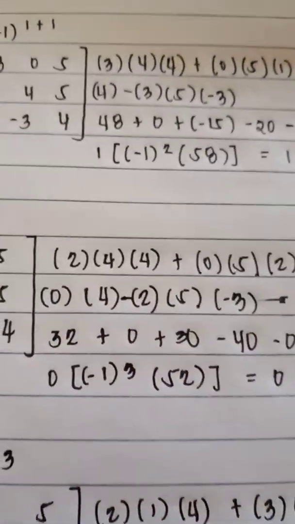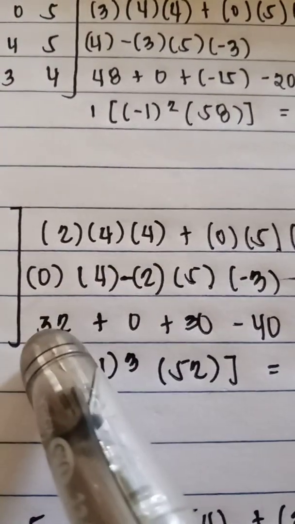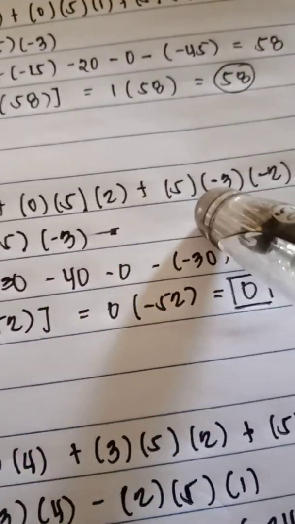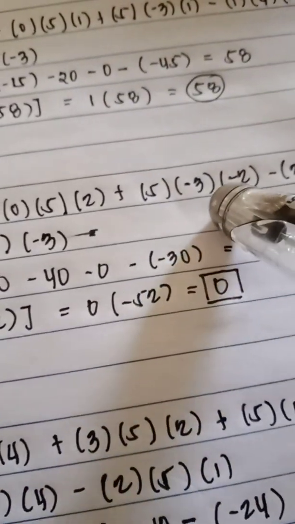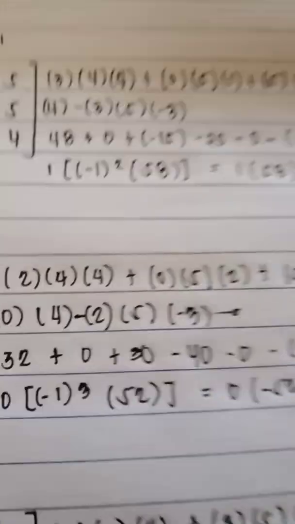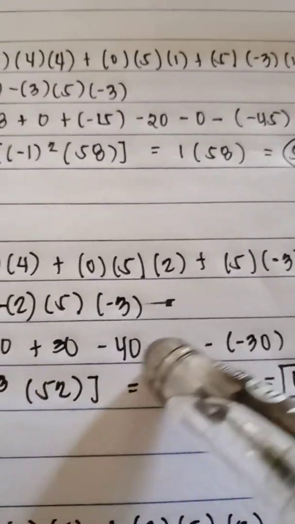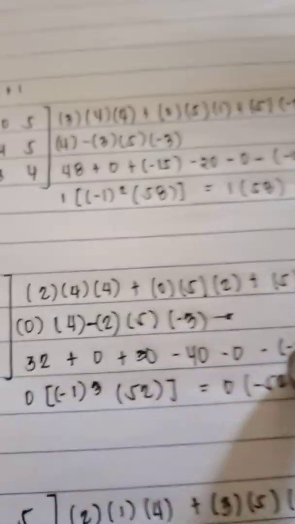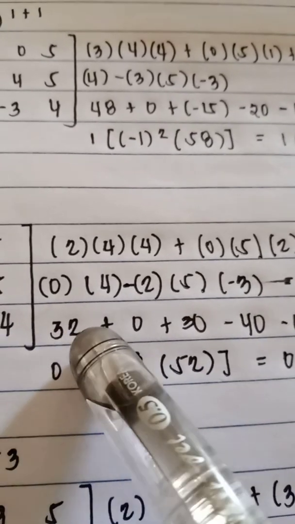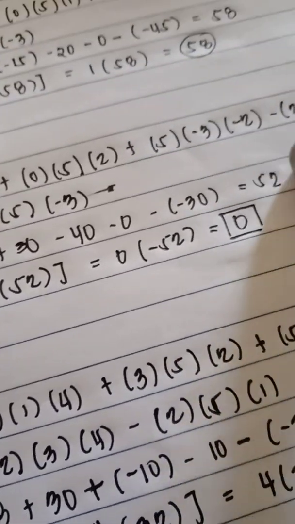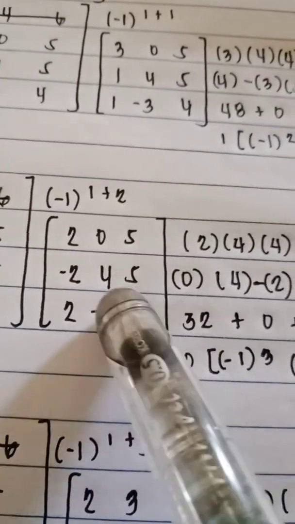So we will just simplify. So 2 times 4 times 4 is equals to 32 plus 0 times 5 times 2 is equals to 0 plus 5 times negative 3 times 2 is equals to negative 30, minus 2 times 4 times 5 is equals to 40, minus negative 2 times 0 times 4 is equals to 0, minus 2 times 5 times negative 3 is equals to negative 30. So 32 plus 0 plus 30 minus 40 minus 0 minus negative 30 is equals to 52. So 52 is the determinant for this.